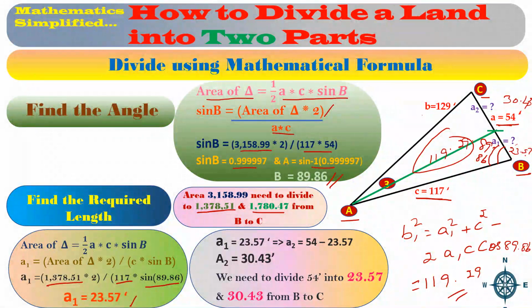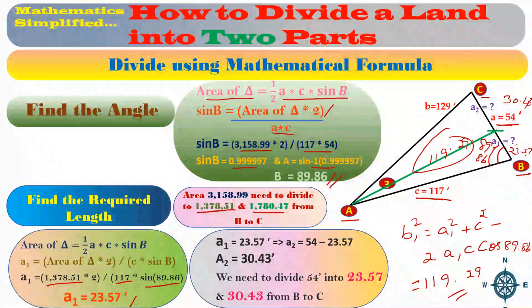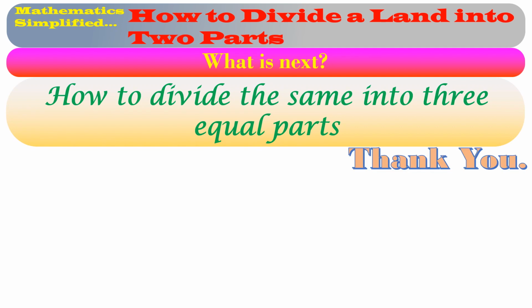So this is how the land division will happen. Normally surveyors won't use these formulas; they will measure in the previous way only, as already explained. Next topic, we can discuss how to divide the same land into 3 equal parts. So stay connected.